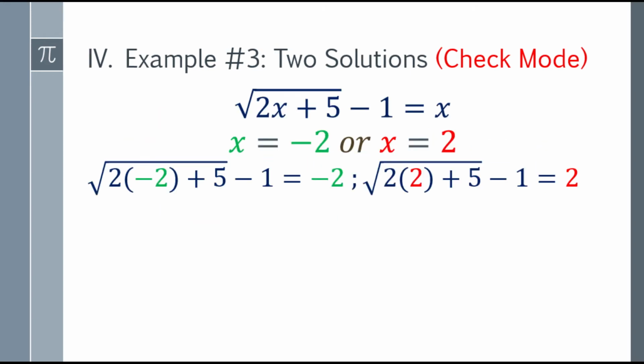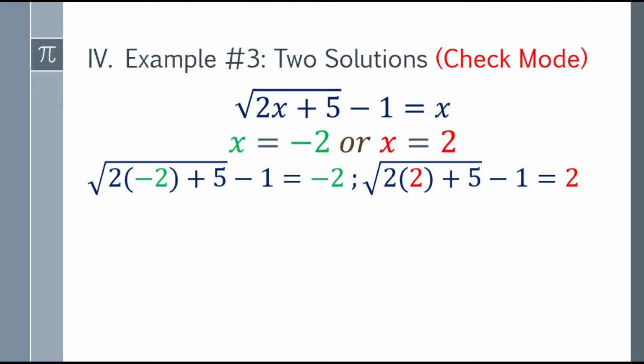So, substitute natin yung negative 2 muna. So, the square root of 2 times negative 2 plus 5, yung nasa loob ng square root, minus natin ng 1 ay equal sa negative 2. Kasi lahat ng x, papalitan mo ng negative 2. At yung sa kabilang solution naman, the square root of the quantity 2 times 2 plus 5, yung nasa loob ng radical sign, minus tayo ng 1, is equal to 2. Kasi, di ba, x is equal to 2. Okay, moving on.